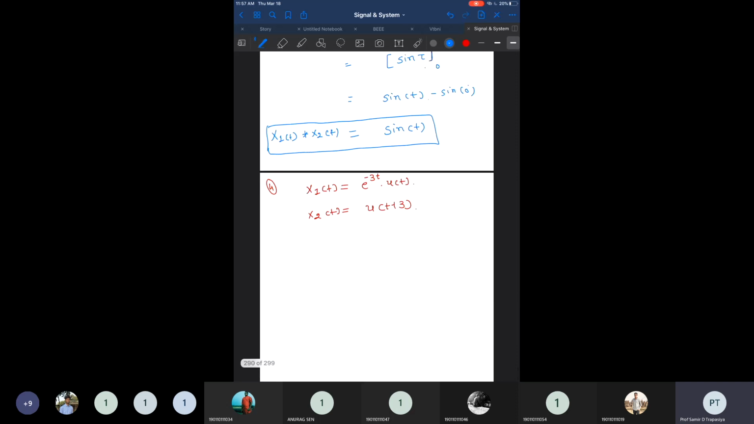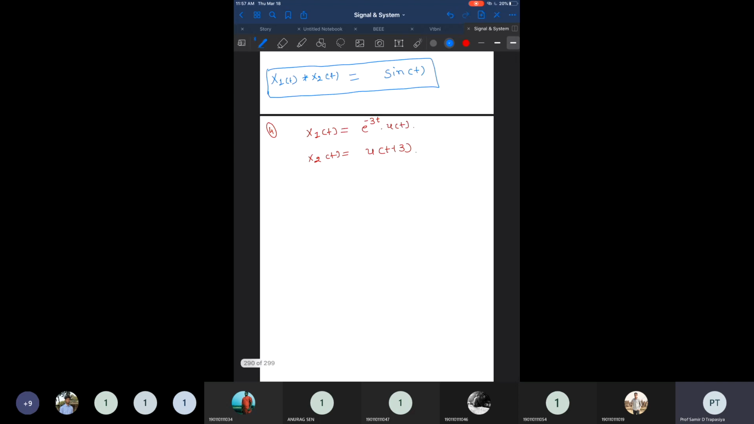Now I hope the next example we all will solve together. x1 of t is e raised to minus 3t u of t, and x2 of t is equal to u of t plus 3, and we need to find the convolution operation between these two signals. So the first part is we have to produce the x1 of tau signal. This is the solution. So x1 of tau is e raised to minus 3 tau into u of tau.